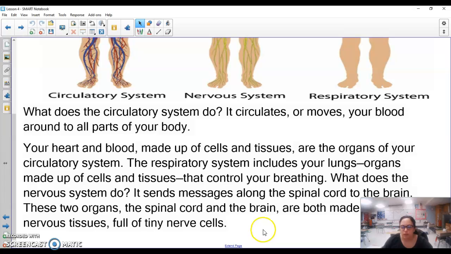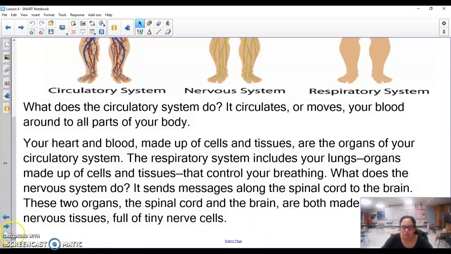The respiratory system includes your lungs, organs made up of cells and tissues that control your breathing.